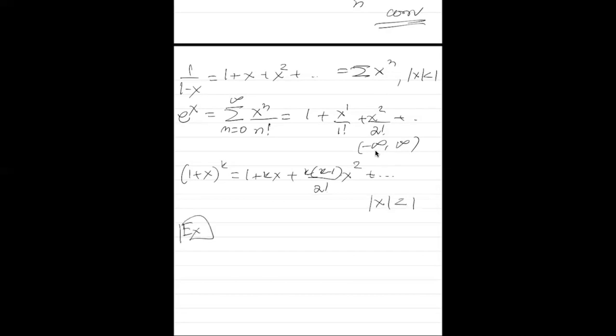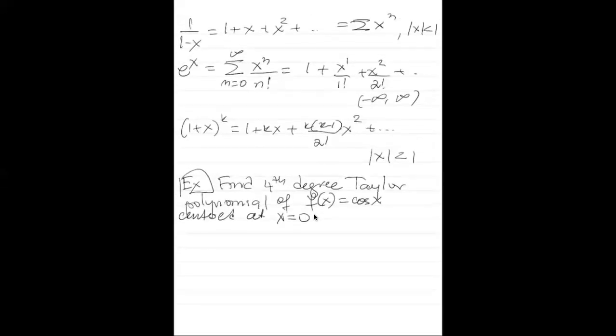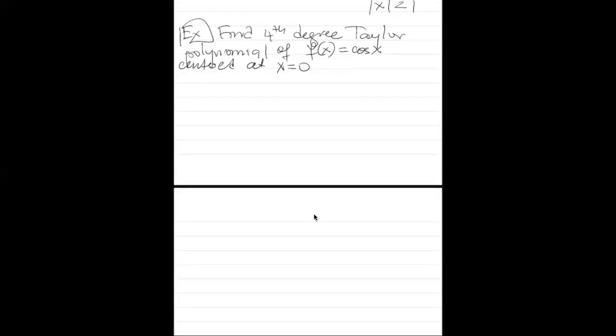So, example: find the 4th degree Taylor polynomial of f of x equals cosine x centered at x equals 0, or a equals 0. Then that's the Maclaurin series, the Taylor series at 0. So our function is cosine x. In fact, we've done this in our notes earlier. So we can write this polynomial as a series at 0, and we can expand it.